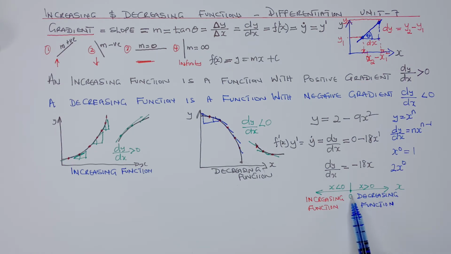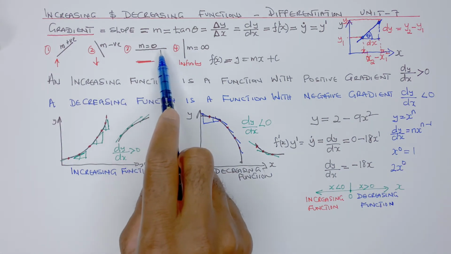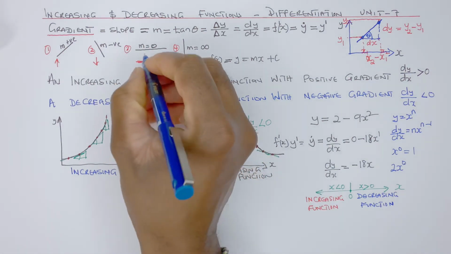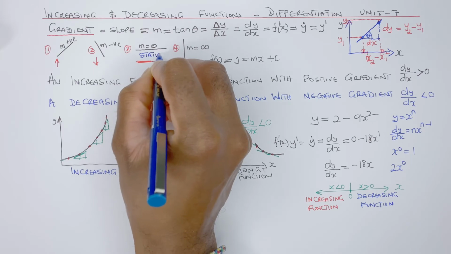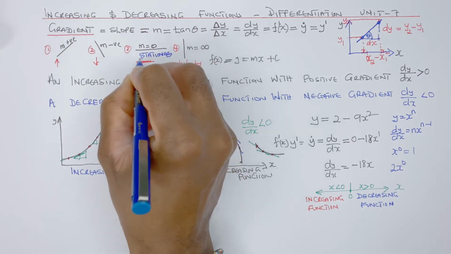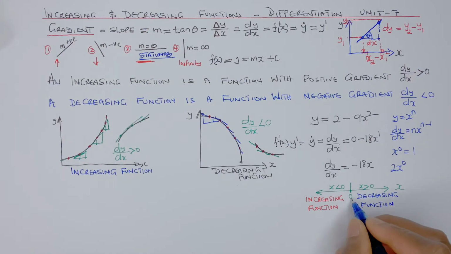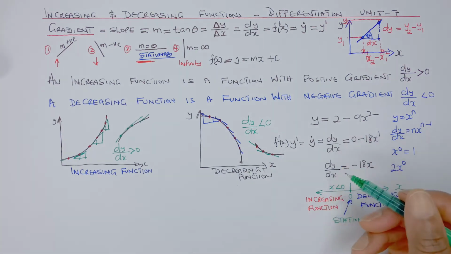What happens when x is 0? Well, if I put 0 here, I'll get 0. That's stationary. So at 0 here, we get stationary. Increasing function to stationary, 0, and then to decreasing function. Why don't we try and sketch it to see what we're talking about?